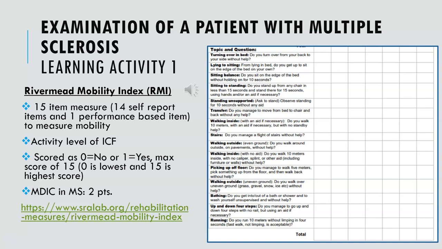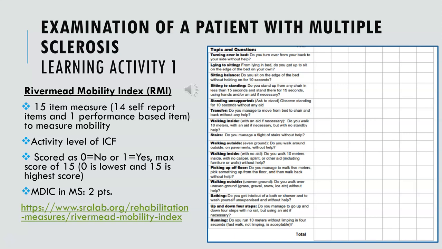So if you scroll over to the right, you can see that the standing unsupported item, where you're going to observe the patient standing for 10 seconds without any aid, would be the performance-based item. And this tool measures at the activity level of the ICF. So you can see that the items there range from some bed mobility to standing balance, walking inside and outside, squatting and recovering an object up off the floor, some bathing, steps, and running. So it covers a wide variety of activity level on the ICF.